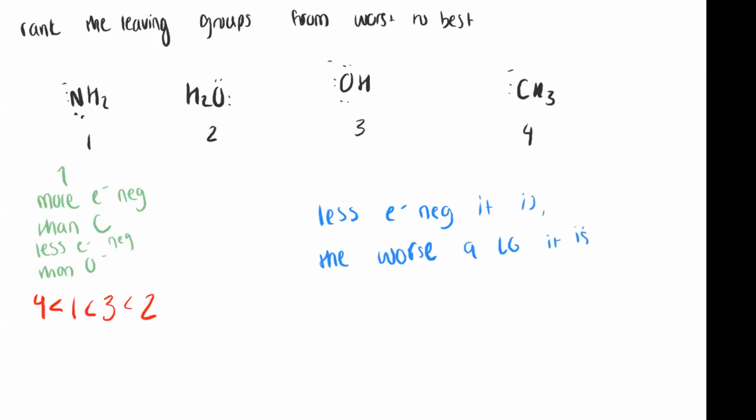Would it be, when you make a relationship between leaving group and basicity, the stronger the leaving group, the worse the base, or would it be vice versa? So bases are good at donating electrons. Oxygen is the best electron donator out of all of these. So I guess it would be the stronger the base, the better the leaving group it is.